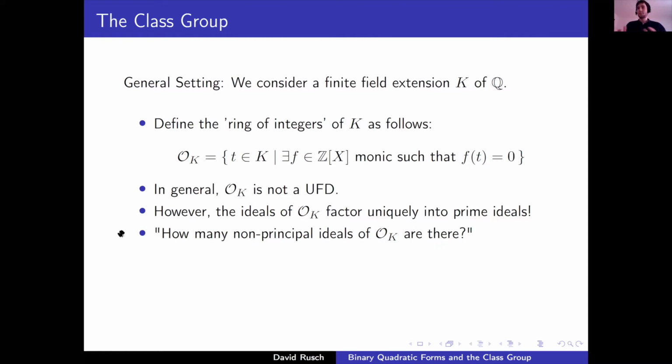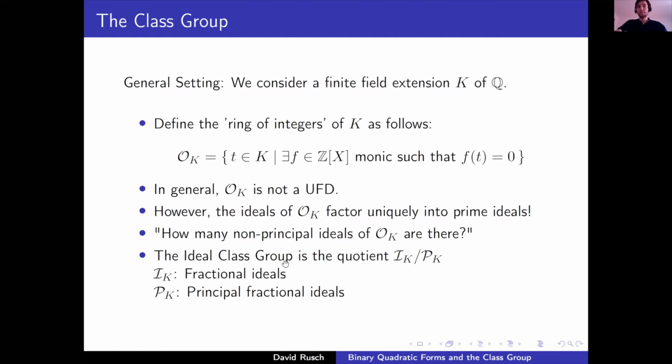Because if all ideals were principal, then this ring would be a PID, and we know that PID implies UFD. But actually, for these rings, it's also the other way around. So if it were to be a UFD, then we would instantly know that it's a PID as well. So these two things go hand in hand. So the question about how many non-principal ideals of O_K there are really is kind of equivalent to the question how much this ring is a UFD? And this motivates the definition of the following group.